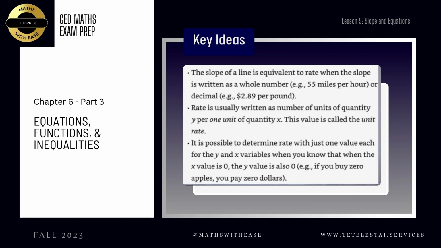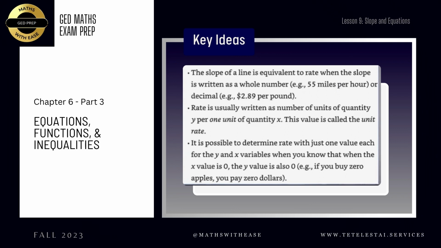So the slope of a line is equivalent to the rate when the slope is written as a whole number, e.g. 55 miles per hour, or as a decimal, e.g. 2.89 or $2.89 per pound. Okay, so if it helps, anytime you see the word per, you know that you're dealing with a rate. And rates and slopes are equivalent in the sense that on a line that has a slope, you find the slope by finding your rise over your run.